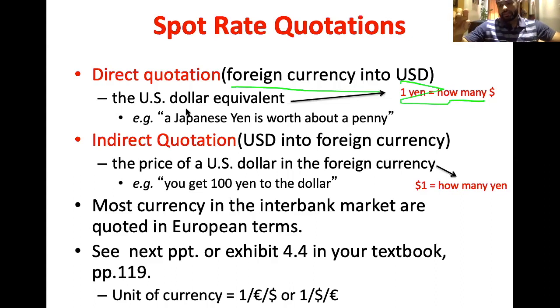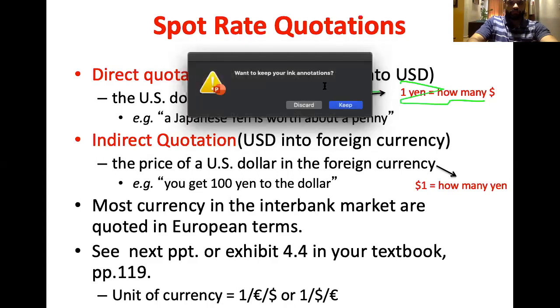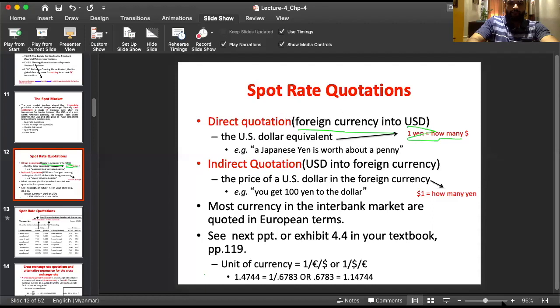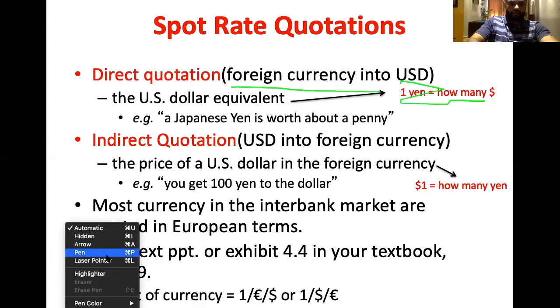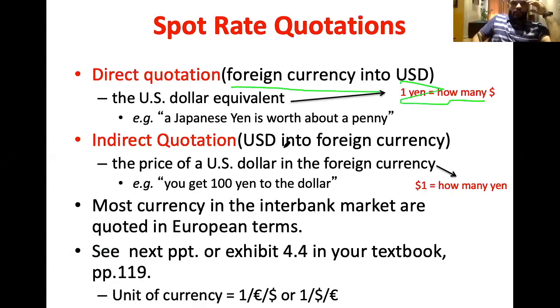So I repeat, direct quotation means what is the value of one dong in US? What you can buy, how many USD you will get for one dong, right? This is called direct quotation. Indirect quotation means how much money you will get if you convert dollars into Vietnam dong, right? Okay, so that's the meaning of direct and indirect quotation.